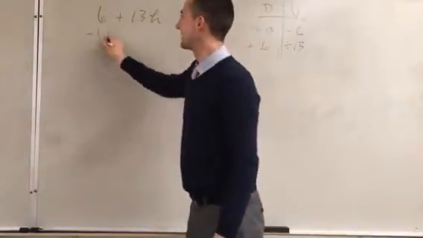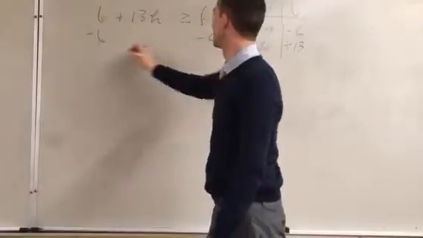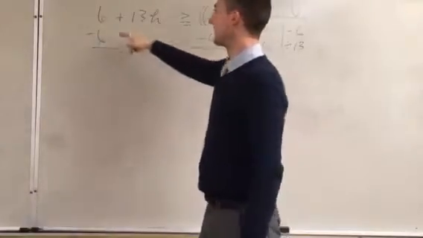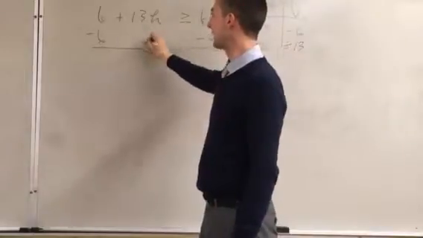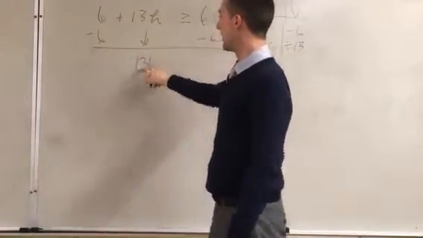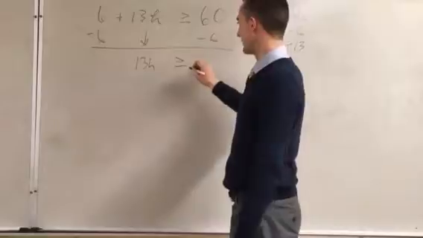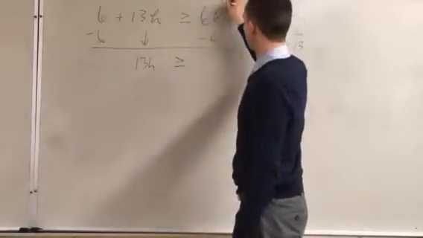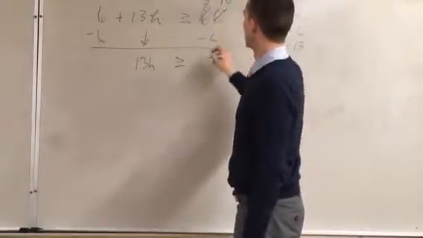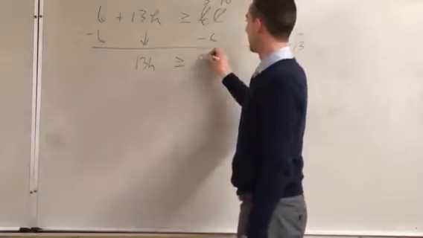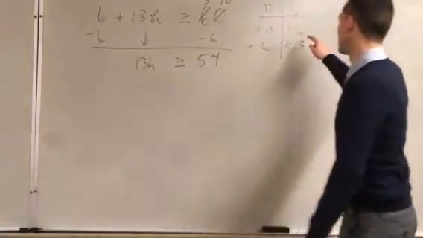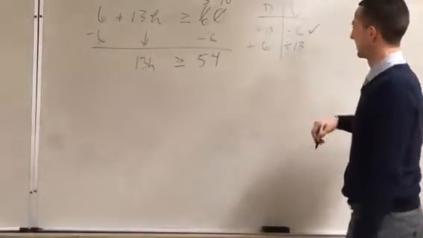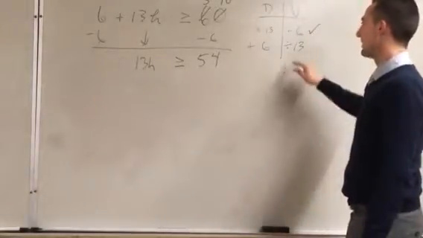So let's subtract 6 from both sides. And here we have 6 minus 6 is 0. 13h comes down. And 13h is greater than or equal to 54. So we just subtracted 6. So now we need to divide by 13.